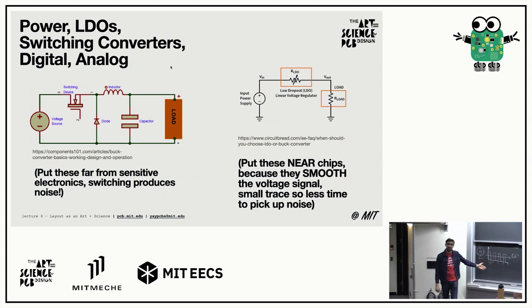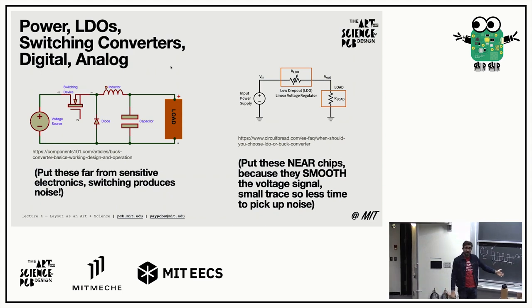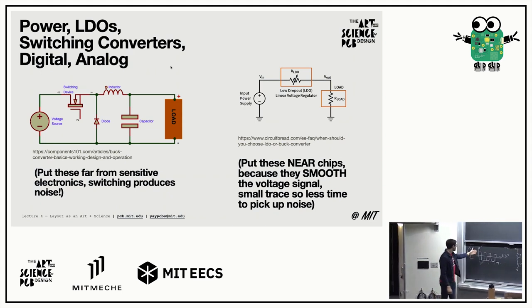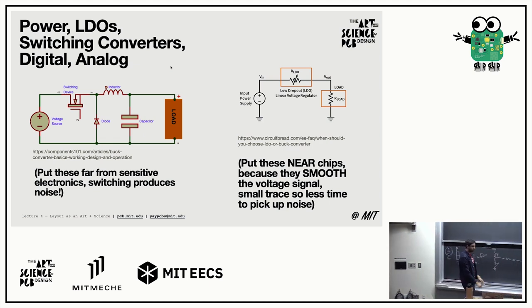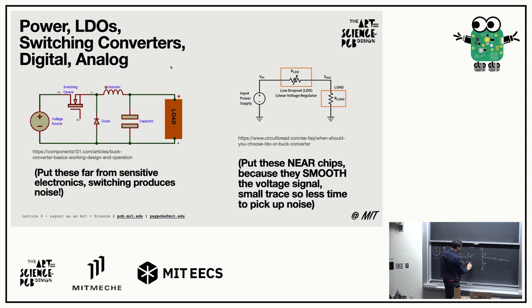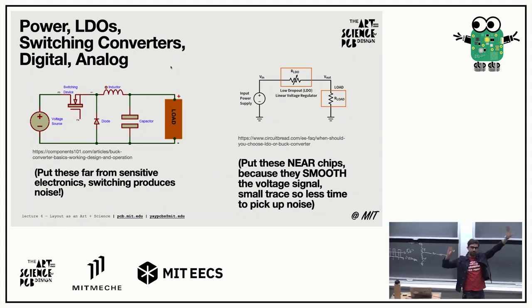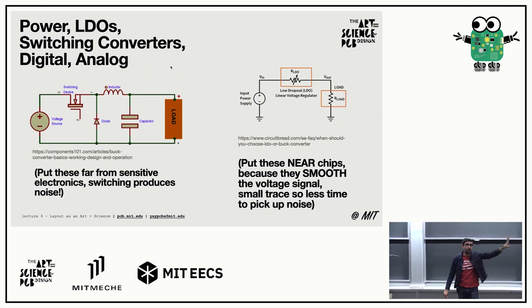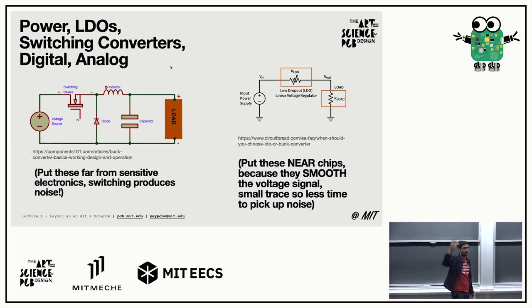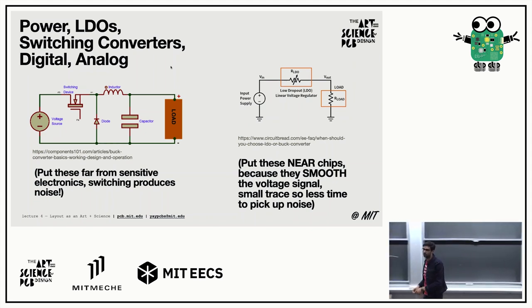Does this add noise to my system? Absolutely. I'm taking a 12-volt signal and going bang, bang, bang, bang, at like 250 kilohertz, which is what most of these switching converters operate at. That's a ridiculous amount of noise that I'm putting on my system. So you want to keep these switching converters as far away as possible from your sensitive electronics on your board, because otherwise all this noise is going to have a field day ruining your circuit.